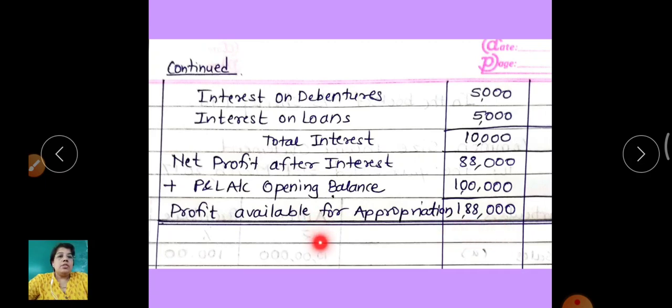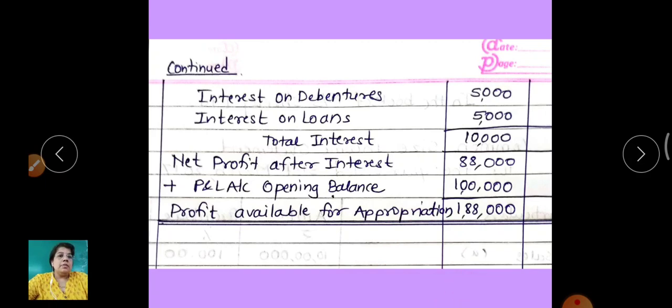If appropriations were given, suppose interim dividend was given, then we will deduct the interim dividend. If any transfer to general reserve is given, then we will deduct the transfer to general reserve, or we can minus the transfer to statutory reserve, and then we will show the retained earnings, which is also called surplus, right? But all these things are not in this question, but keep in mind, if some of these are given in the question, you have to deduct those appropriations and find out the retained earnings then.